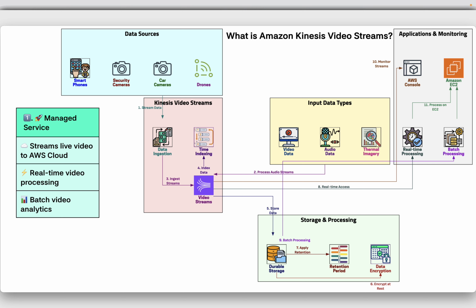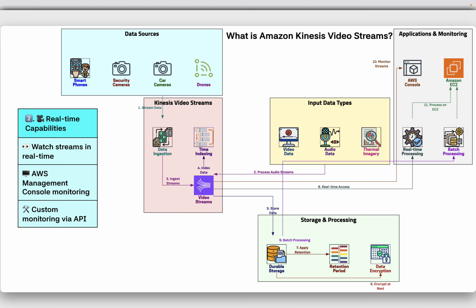So what is Amazon Kinesis Video Streams? Amazon Kinesis Video Streams is a fully managed AWS service. You can use it to stream live video from devices to the AWS cloud. Also, you can build applications for real-time video processing or batch-oriented video analytics.